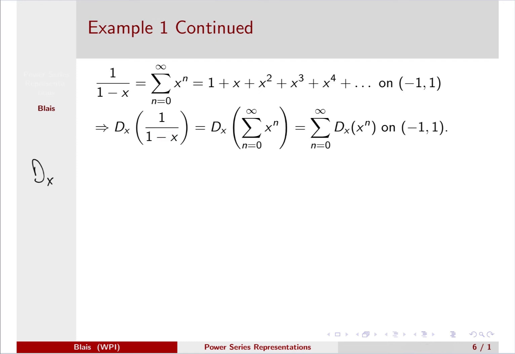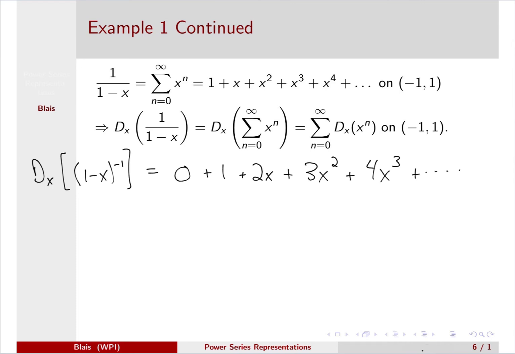So let's take the derivative of both sides. Here we have 1 over 1 minus x. We can write that as 1 minus x raised to the negative 1 power. And then on the right, we're taking the derivative term by term. So the derivative of 1 with respect to x, 0. The derivative of x, 1. The derivative of x squared, 2x. The derivative of x cubed, 3x squared. The derivative of x to the fourth, 4x cubed. So on and so forth.